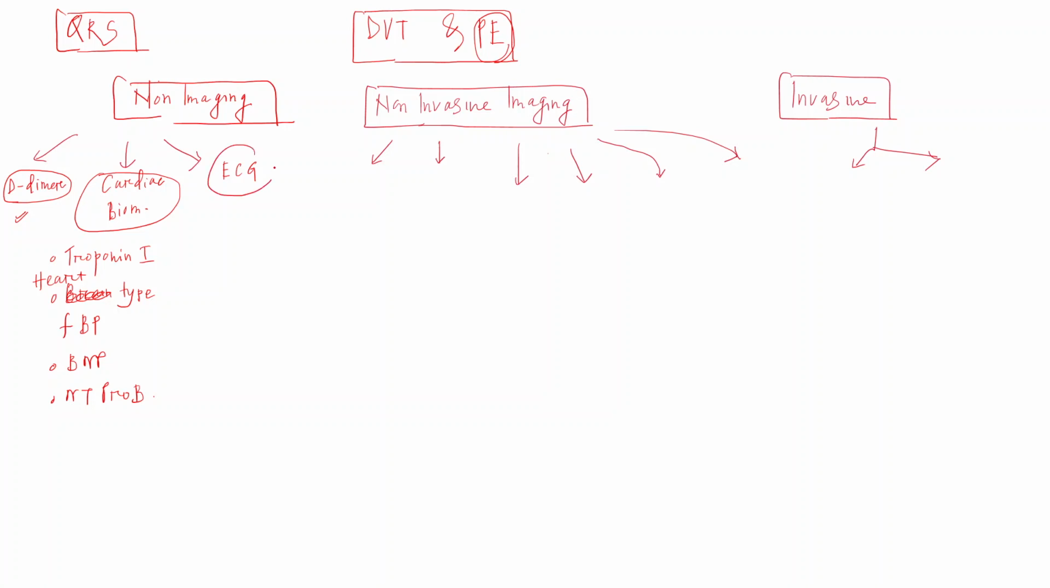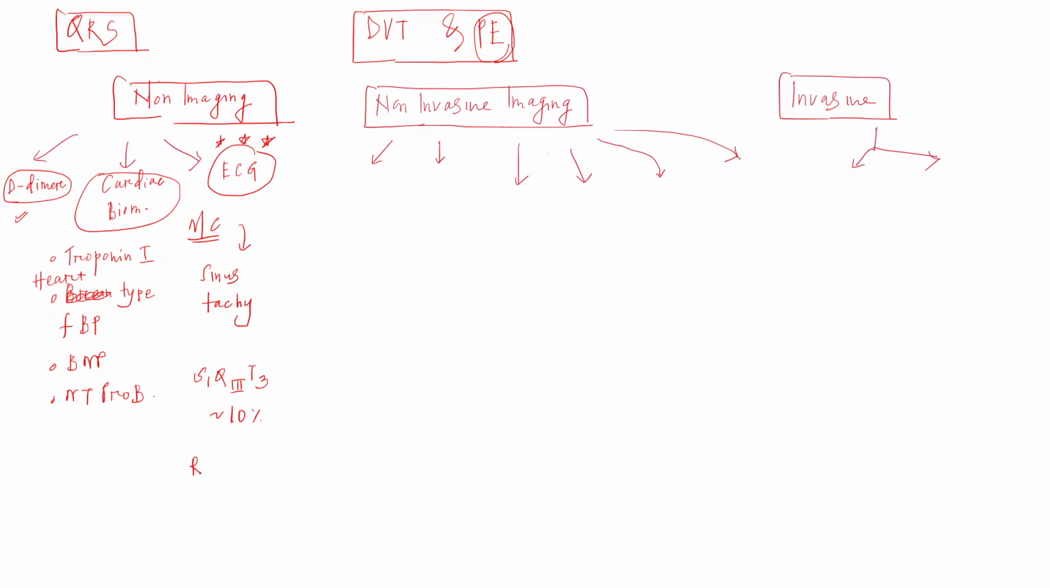Then coming to ECG, it's a very important investigation in these patients. We'll be discussing the ECG changes in pulmonary embolism in detail in my ECG lectures. But remember, the most common ECG finding is sinus tachycardia. S1Q3T3 is a specific finding, but it is found only in 10% of cases.